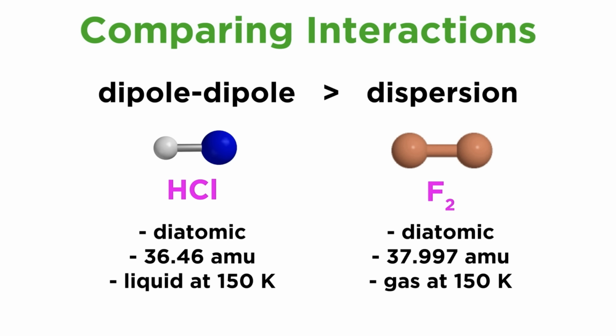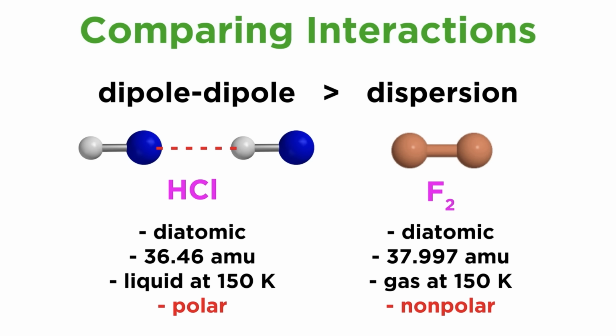However, at 150 Kelvin, hydrogen chloride is a liquid and fluorine is a gas. This discrepancy is due to the dipole-dipole interactions that hydrogen chloride can participate in, which fluorine cannot, because fluorine is strictly nonpolar, while HCl contains one polar bond and thus a net dipole. The presence of these stronger dipole-dipole interactions between HCl molecules means that the molecules stick together better and remain liquid at higher temperatures.